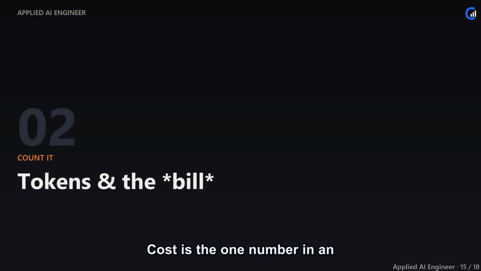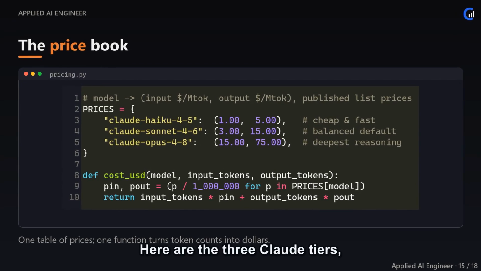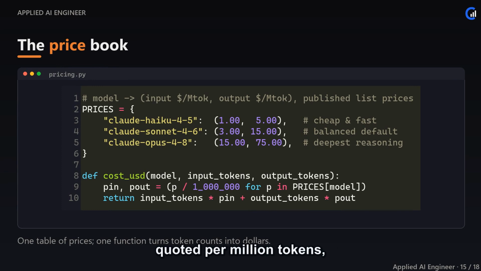Cost is the one number in an LLM app that's fully deterministic. Given the token counts and the prices, the dollar figure never varies. So let's make it visible on every call. Keep prices in exactly one place. Here are the 3 cloud tiers, quoted per million tokens, input and output. Notice output costs about 5 times input across the board. That asymmetry is why long answers, not long prompts, are usually what's expensive.